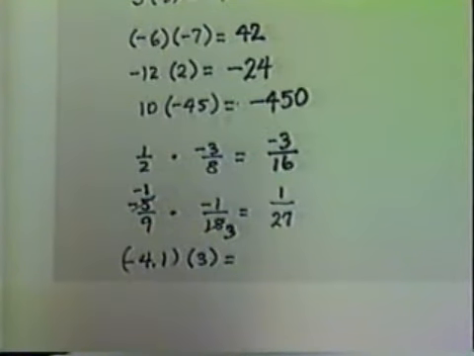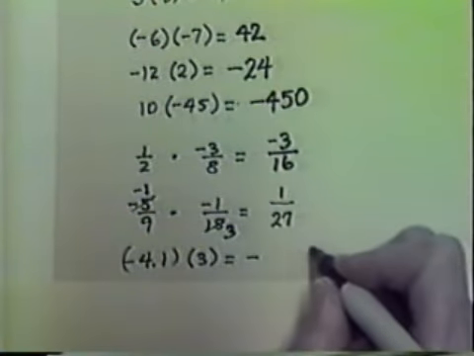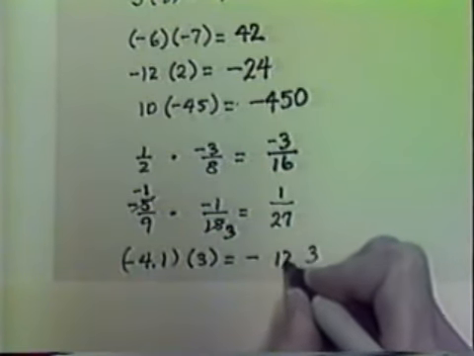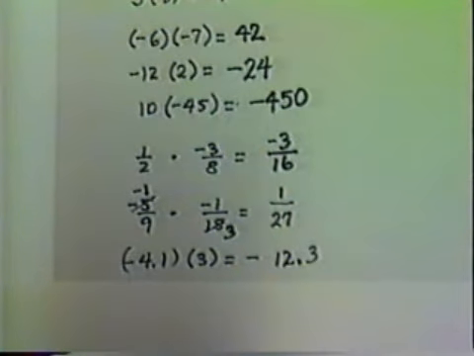Negative 4 1/10 times 3. These two numbers have different signs, therefore their answer is negative, and multiplying these, we get a negative. 3 times 1 is 3, 3 times 4 is 12. We mark off one decimal place, and we get negative 12 3/10.